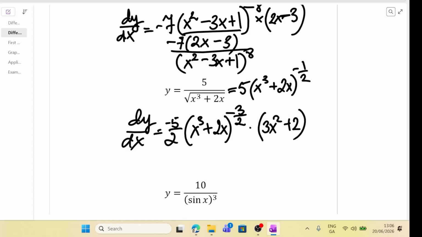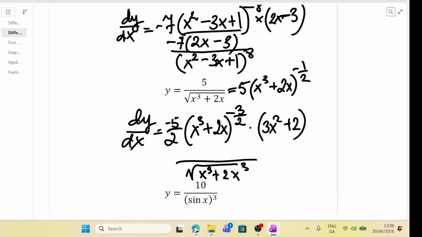What do I have to do? Again, remember the division line. What I have with the minus will be at the bottom, so x cubed plus 2x. Now the 3 halves will be just the square root of that to the power of 3.